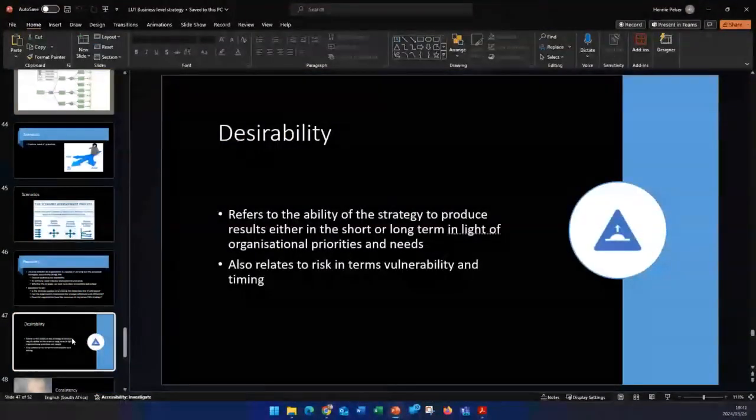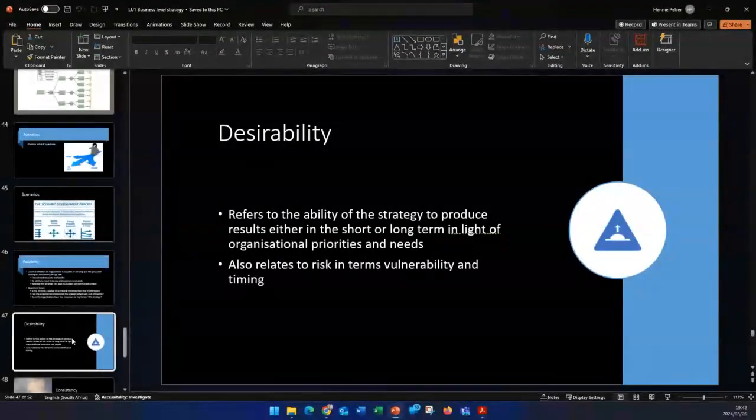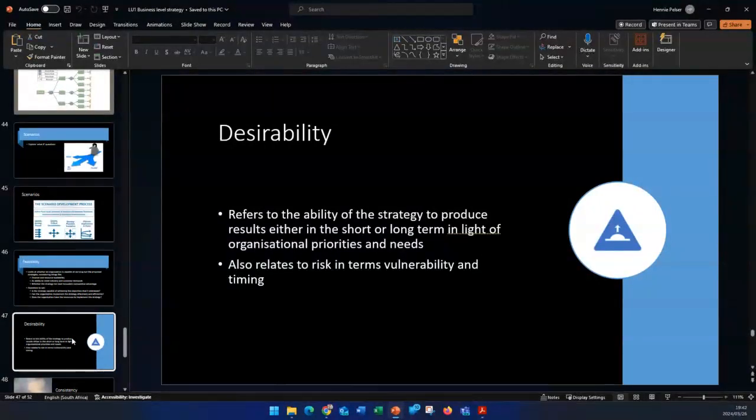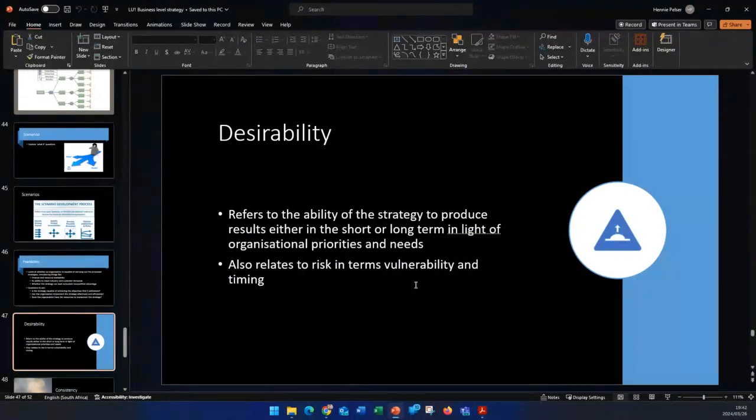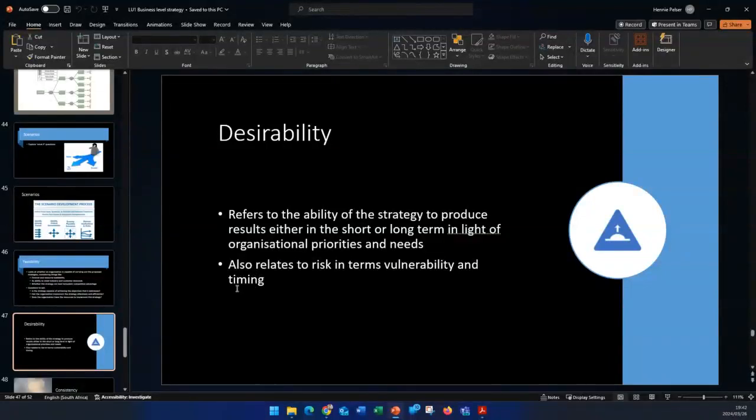Desirability, I think, is about the needs and the priorities of the organization, and also about making sure that, in terms of what we've prioritized from a need-to-achieve perspective, we don't expose the company to any form of vulnerability, such as attacks from competitors, and that in terms of timing, it is appropriate. We're not arriving too late to the party to actually capture market share.